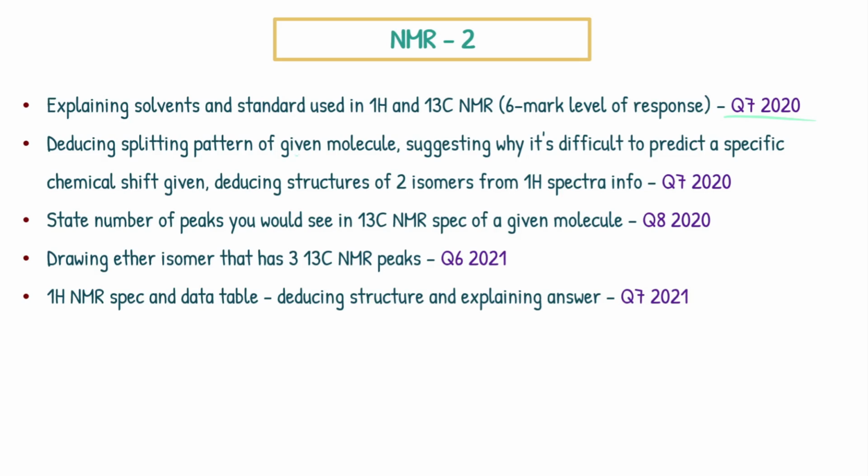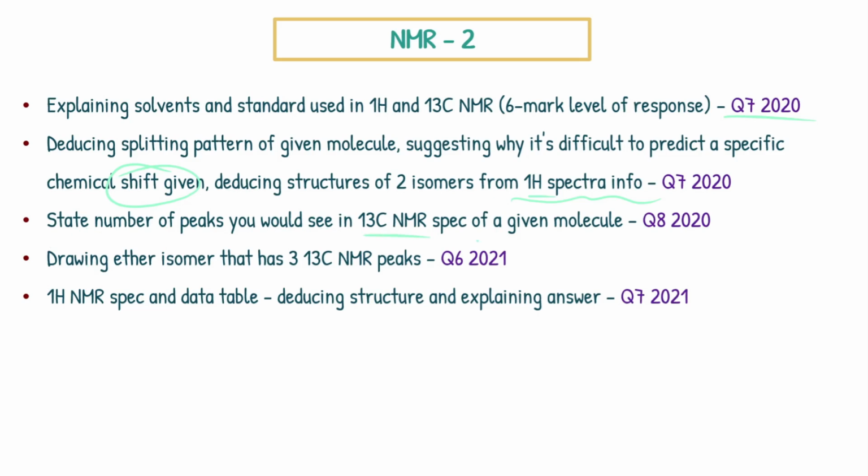This one right here, you had to deduce the splitting pattern of a given molecule and suggest why it's difficult to predict a specific chemical shift given. So a specific one was given in the question. Feel free to check it out. And you had to deduce the structure of two isomers from a proton spec info. So I'm assuming this is some sort of data like splitting pattern, integration value, stuff like that.